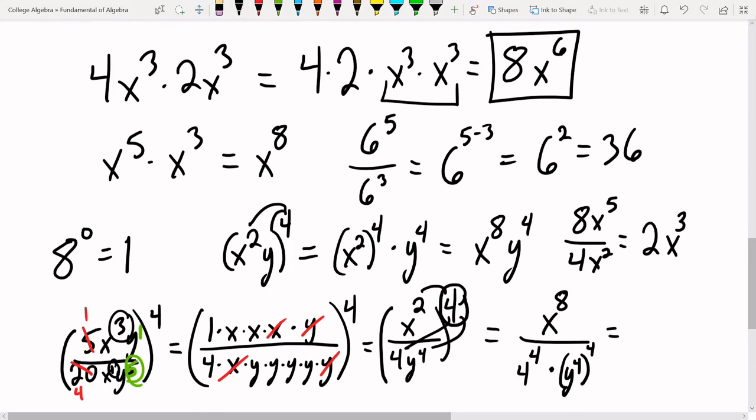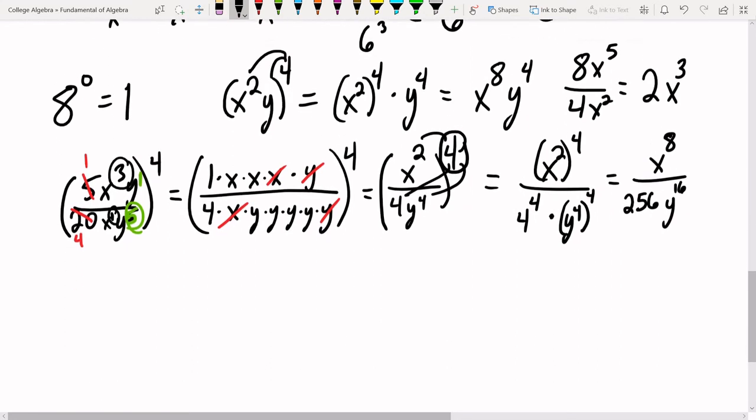That's why I should have written that on top here. x squared to the 4th power. Now, power to a power, we just multiply the powers. 2 times 4 is 8. 4 to the 4th power. 4 squared is 16, so 16 squared is 64. No, that's not right. 16 times 16 is, I think, 256. And then y, 4 to the 4, we multiply those and we get y to the 16.